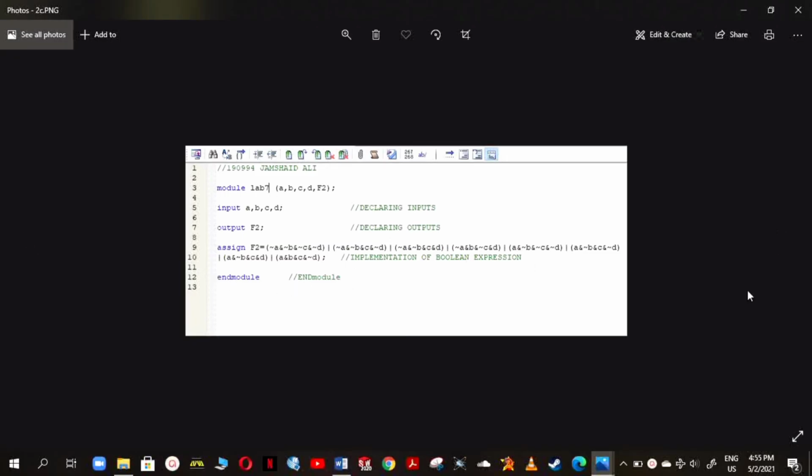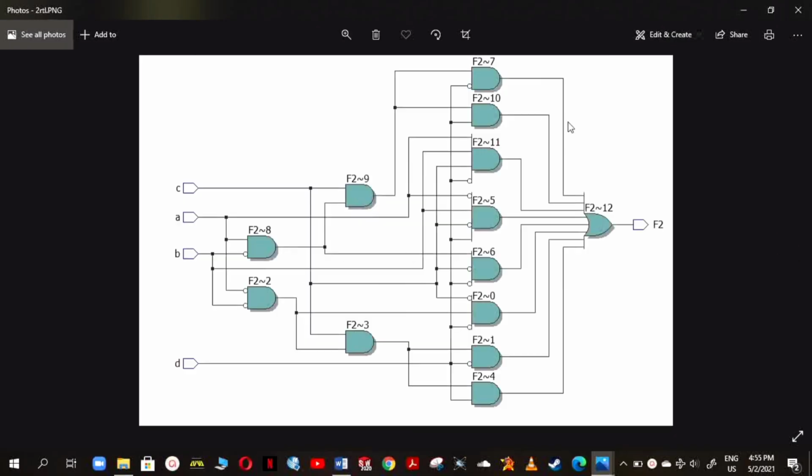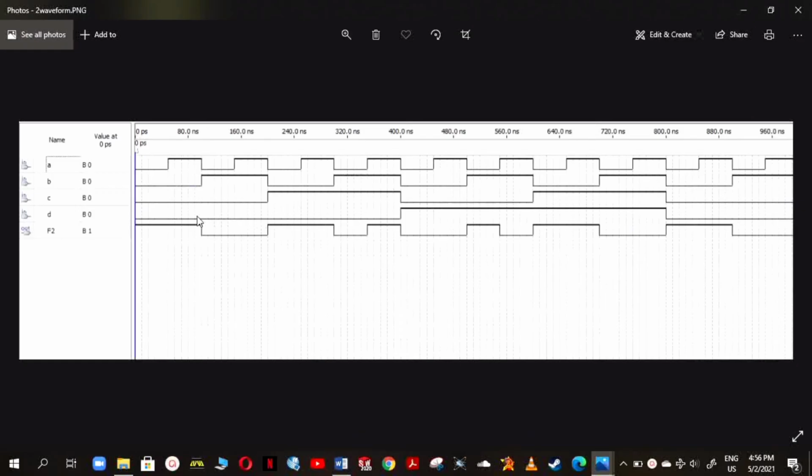Now we are going to discuss its RTL view. So this is our RTL view of the non-reduced form of our Boolean expressions. Now we are going to discuss its output waveform. So this is our output waveform of the non-reduced Boolean expression. Now you can see here, if all the inputs are 0, then our output is 1, as we discussed in our Proteus circuit. This is the same output, so we can say our circuit and our Verilog HDL code are true.